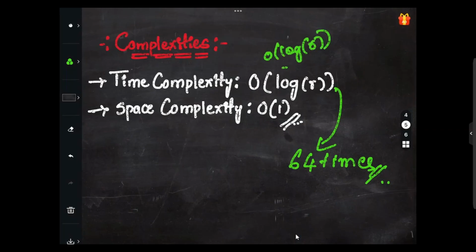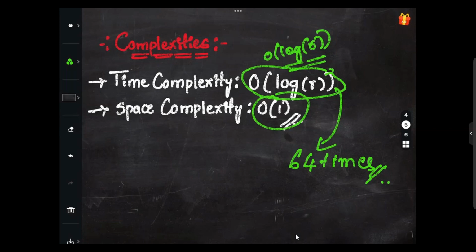Don't get confused here, big O of logarithmic r. So this is fine. So what will be the space complexity? Space complexity is big O of 1 because we'll be making use of a constant number of variables, and we will not be making use of any extra memory, right? So we'll just be making use of constant memory.